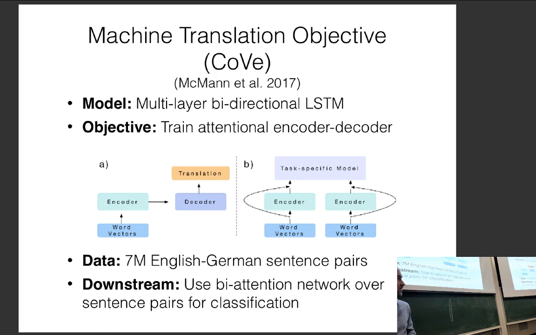You could also use it to have a bi-attention network over sentence pairs for classification. I won't go into details about this, but if you wanted to do sentence pair classification, you could do attention over both. And actually, I think we might have briefly talked about this in the CNN lecture as well. So basically, the difference here is the model is the same between these two methods. It's a bidirectional LSTM, and the only difference is they're training it for machine translation here as opposed to language modeling.